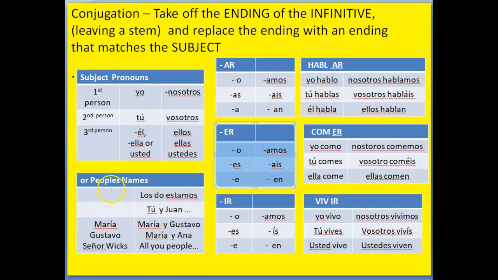We also know that our subjects don't only have to be pronouns, but they can also be people. So los dos estamos, I misspelled dos there. Los dos estamos would mean we two. I can say tú y Juan, and that means you and Juan. That's vosotros. I can say only Maria, and that's ella. Or I can say Maria y Gustavo. So when we're replacing subjects, we may not be matching a pronoun. We might be matching a person with the correct ending.